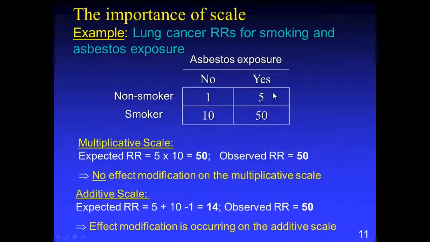On the other hand, if we went to an additive scale, and if you remember, we would add 10 to 5, and then we'd subtract one baseline, or 1, and we get 14. And so that is our expected, given the separate effects of smoking and asbestos exposure. We compare that with our observed relative risk of 50, and you can see that there's a very great deal of effect modification occurring on an additive scale. So this simply illustrates the importance of focusing on the additive scale in terms of assessing public health importance of effect modification.